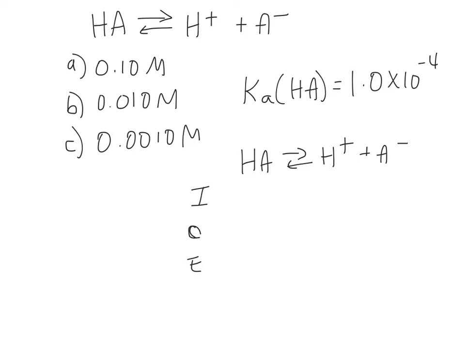Let's see, for the first part, example A, we have 0.10, 0 and 0 as our initial conditions. Then losing x moles of HA, gaining x moles of H plus, and gaining x moles of A minus. And then when the system comes to equilibrium, the remaining amount will be 0.1 minus x moles of HA, x moles of H plus, and x moles of A minus.